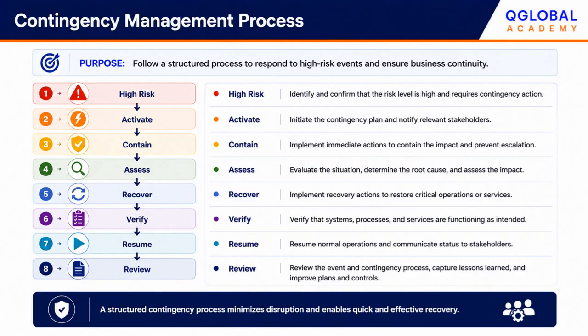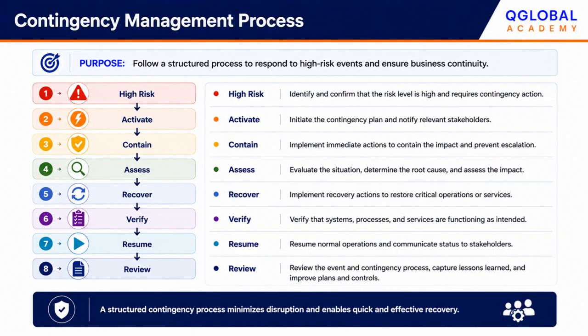The next step is activate. Once the contingency condition is met, initiate the contingency plan immediately. Quick action helps reduce delays and limits the impact of the event. The third step is contain. The objective is to control the situation and prevent it from becoming worse. Containment actions help minimize disruption while protecting people, products, services, and critical operations.